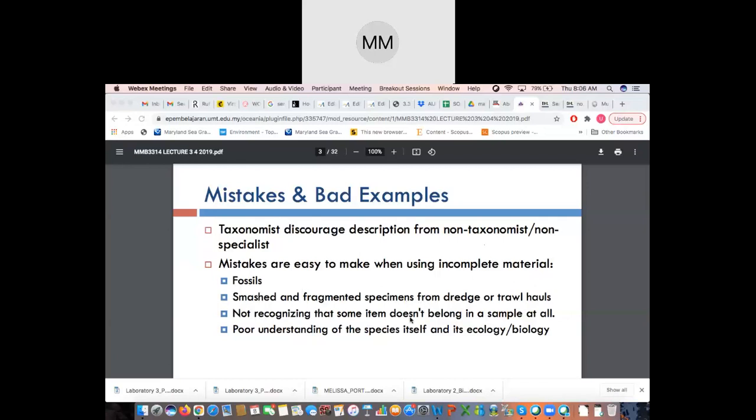Then there is not recognizing that some item doesn't belong in a sample at all. Very simply put, a lot of you may have experienced this when looking through a microscope: you might see some very interesting stuff in your specimens, but not realize that it is actually a form of microplastic. When you first see it, you may not know. These are things that are bound to happen if you're not experienced. Ultimately it all boils down to having a poor understanding of the species itself and its ecology or its biology.